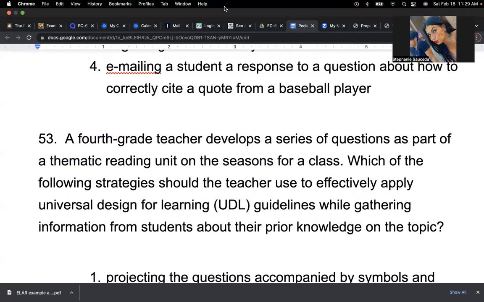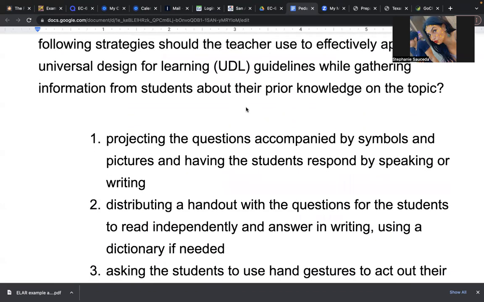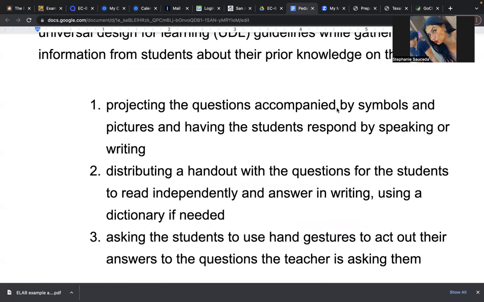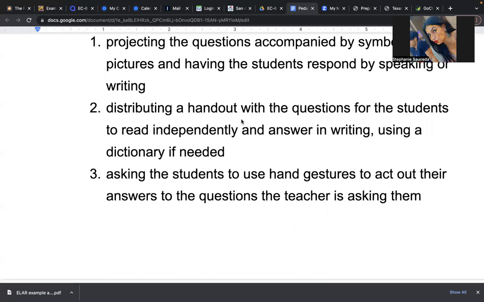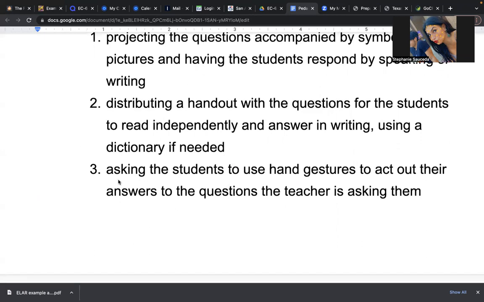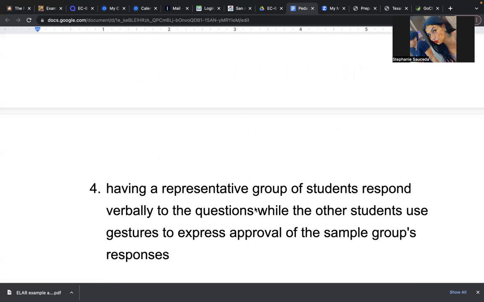Let's take a look at our answer choices. Projecting the questions accompanied by symbols and pictures and having the students respond by speaking or writing. Distributing a handout with the questions for the students to read independently and answer in writing using a dictionary if needed. Asking the students to use hand gestures to act out their answers to the questions the teacher is asking them. Having a representative group of students respond verbally to the questions while the other students use gestures to express approval of the sample group's responses.